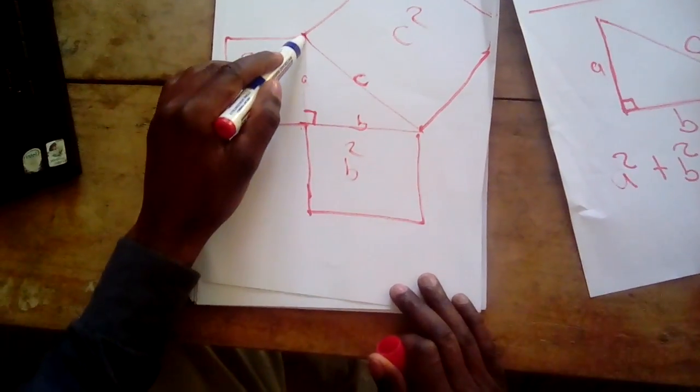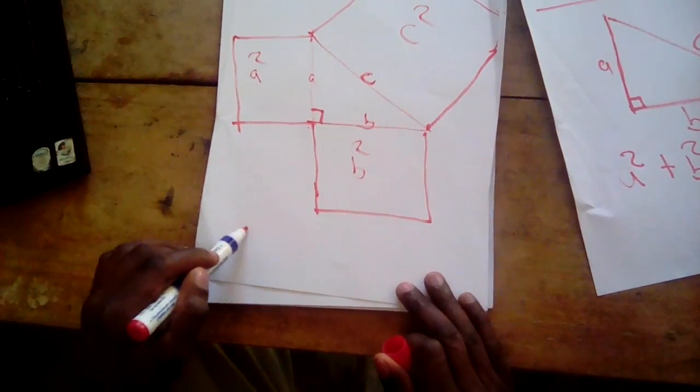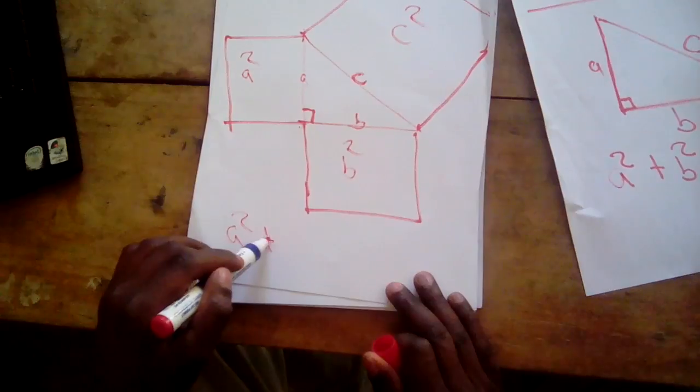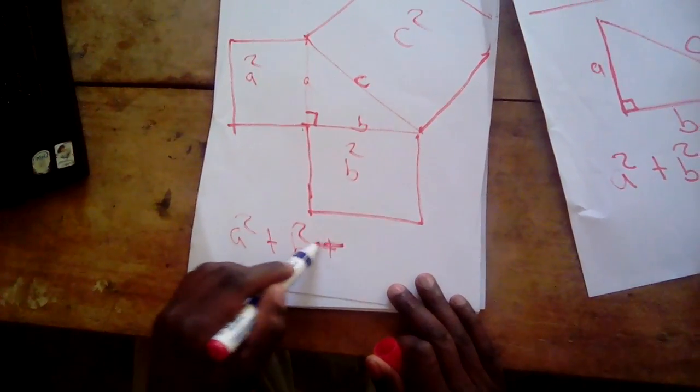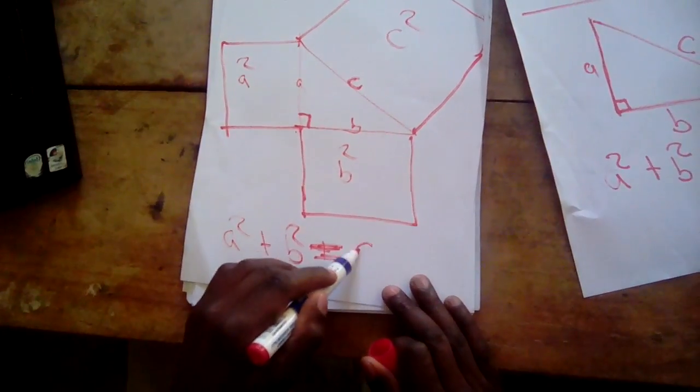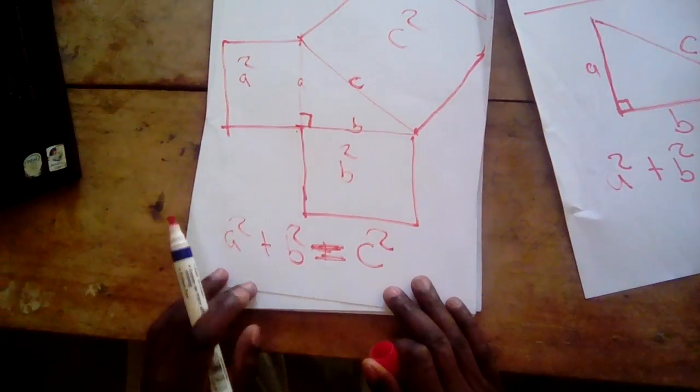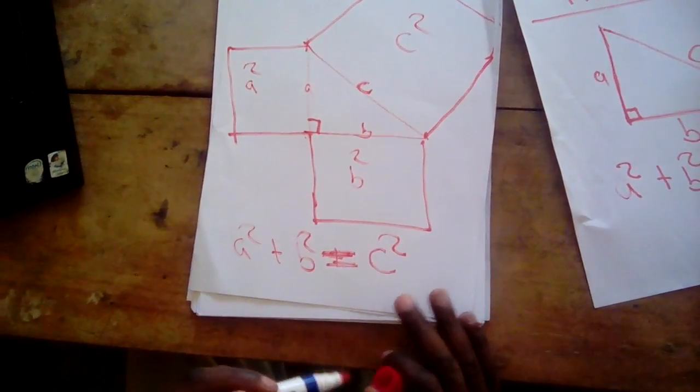So, according to the Pythagoras theorem, the sum of the squares of the two adjacent sides is equal to the square of the hypotenuse side.